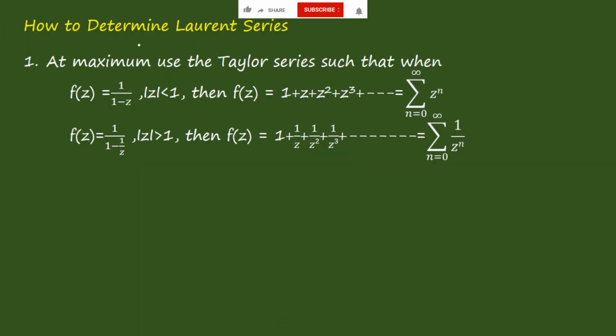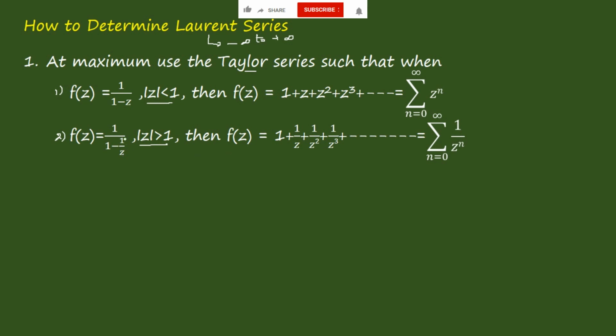Now coming to how to find the determinant of a Laurent series. It is from minus infinity to plus infinity, right? So at the maximum we'll be using the Taylor series. Now the basic thing that you have to know is the first point and second point to use a Taylor series: if mod z is less than 1, then the function should be like 1 by 1 minus z. And if mod z is greater than 1, then the function should be like 1 by 1 minus 1 by z.